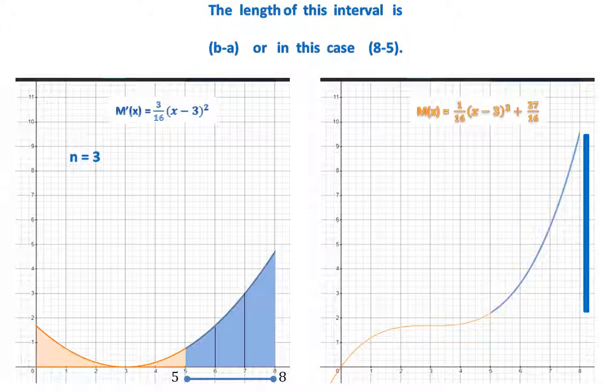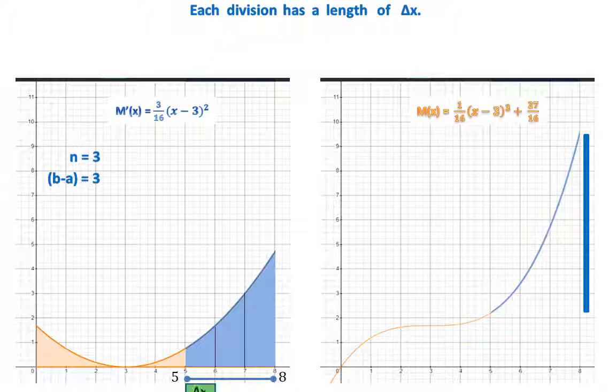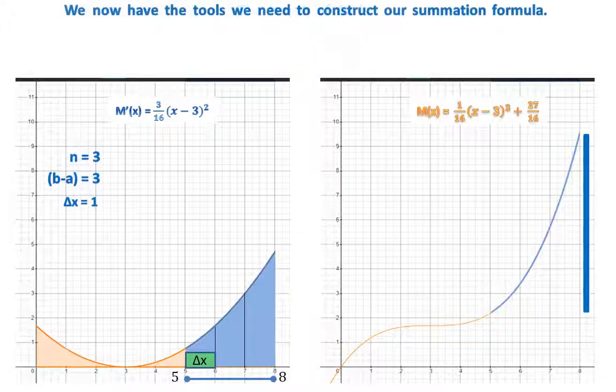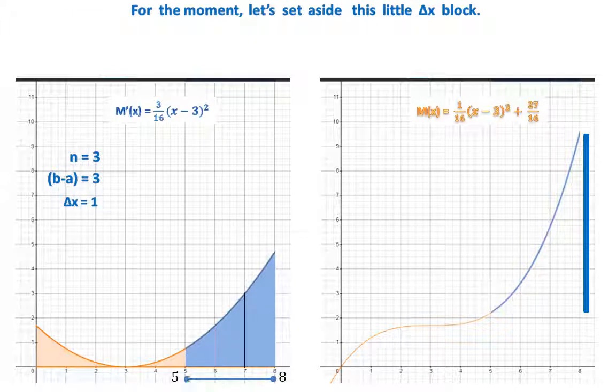The length of this interval is b minus a, or in this case, 8 minus 5. Each division has a length of delta x. The length of delta x is equal to b minus a over n, or 8 minus 5 over 3, which equals 1. We now have the tools we need to construct our summation formula. For the moment, let's set aside this little delta x block.